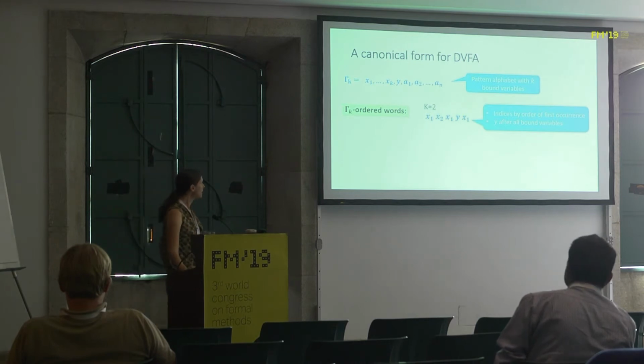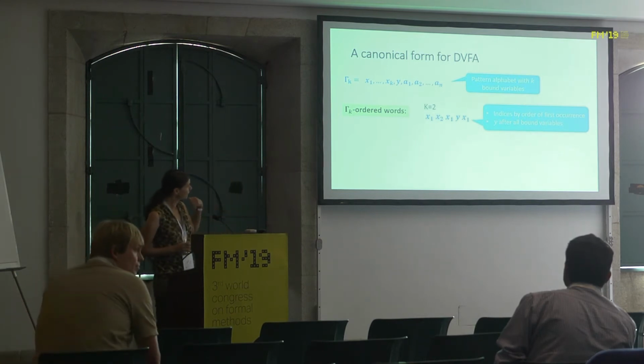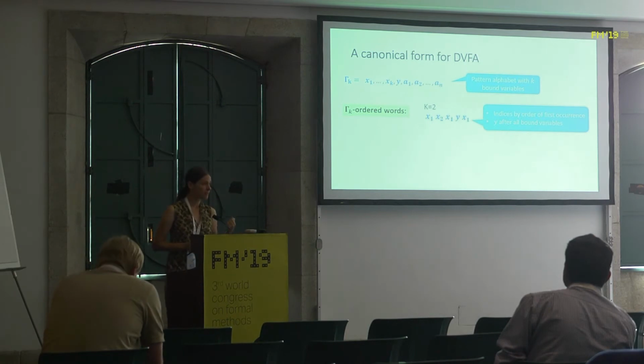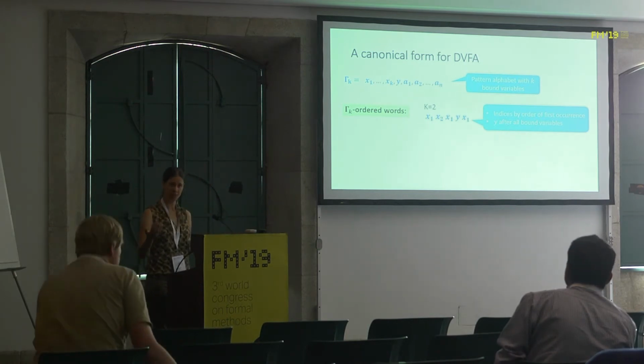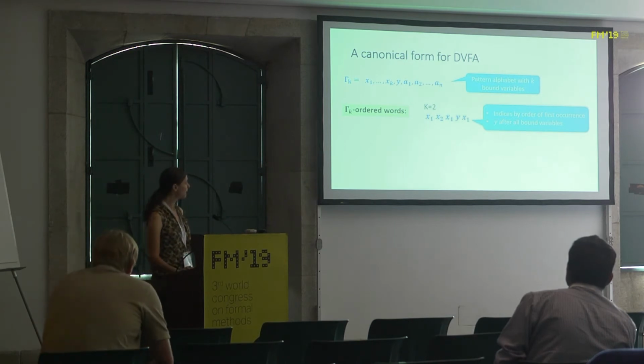So first we define when a pattern word is ordered. A pattern word is ordered if the bound variables occur in the order of their indices. So x1 occurs first, x2 occurs second, and then only after all the bound variables occur, y occurs.